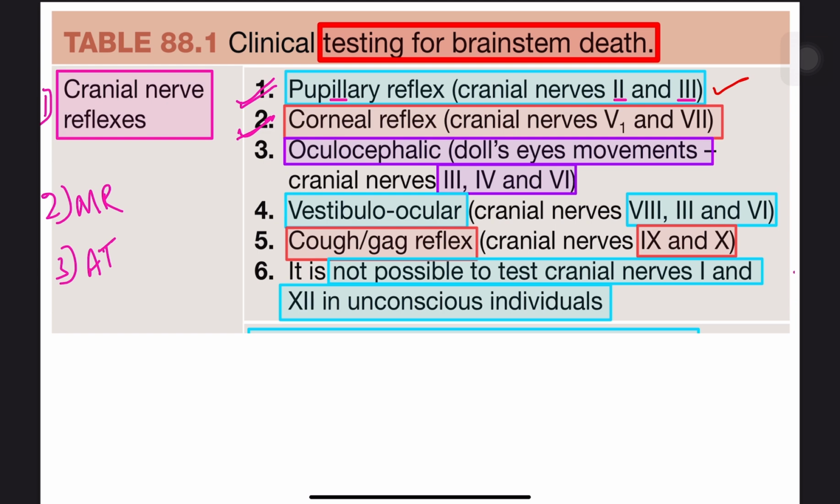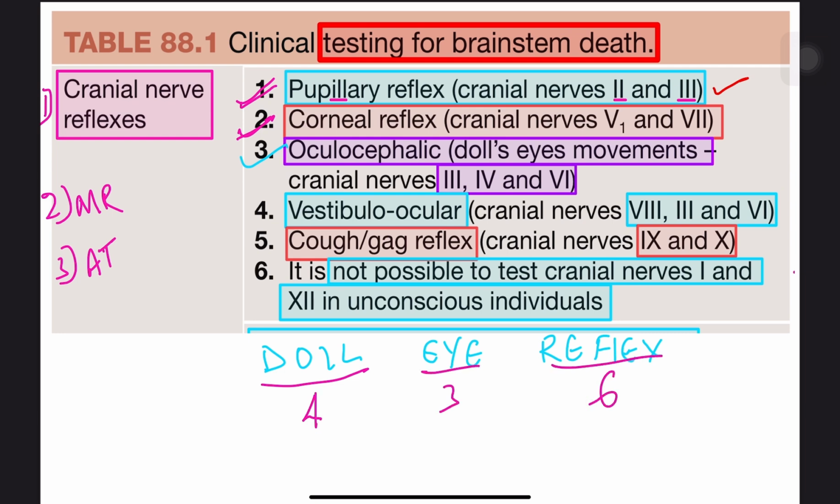Next is oculocephalic, which is also known as doll's eye movements. In the exam you will get doll's eye movement. Doll's eye reflex: we have 4 letters in doll, 3 in eye, and 6 in reflex. So cranial nerves 4, 3 and 6 are associated with doll's eye movement. Okay, done.